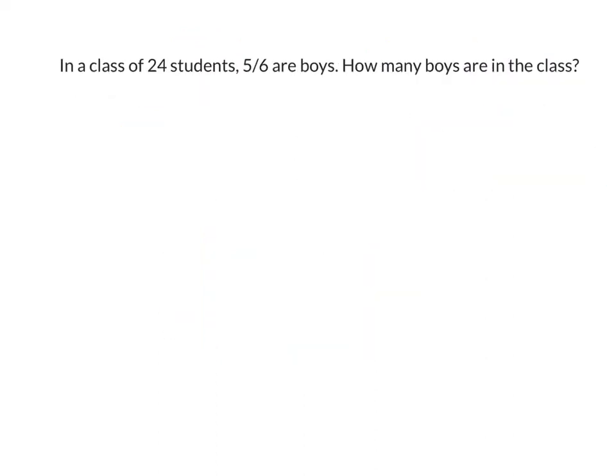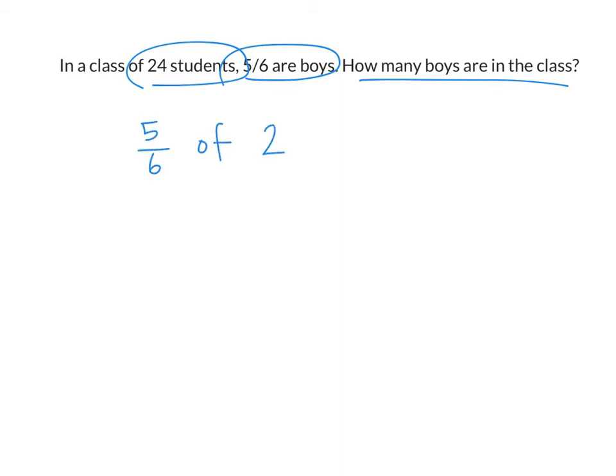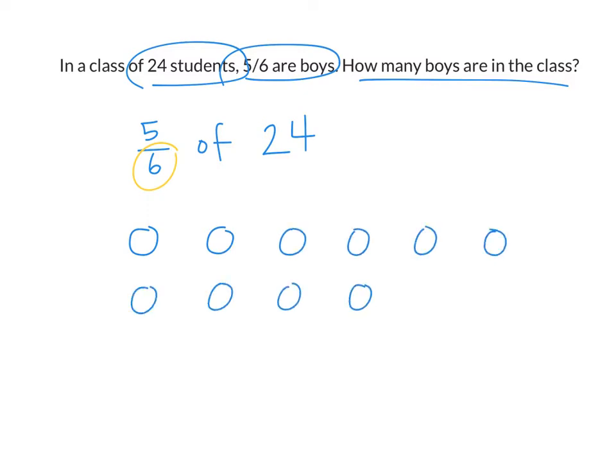This question says, in a class of 24 students, 5/6 are boys. We want to find out how many there are who are boys. So we know that 5/6 of 24 students are boys. Again, we have 24 items, and we want to find 5/6 of those 24. So, once again, the denominator tells us we want 6 groups. That means I'm going to draw my students, or my items, into 6 columns. So 1, 2, 3, 4, 5, 6. 1, 2, 3, 4, 5, 6.